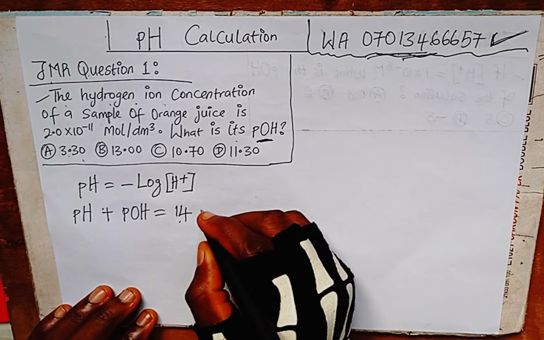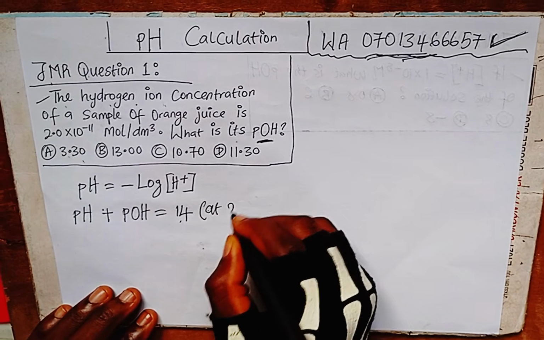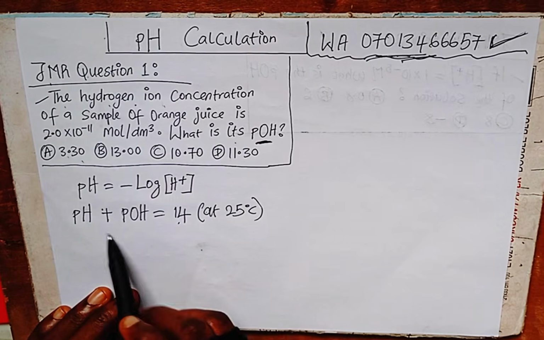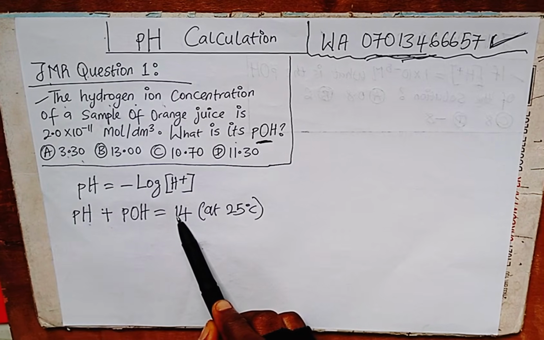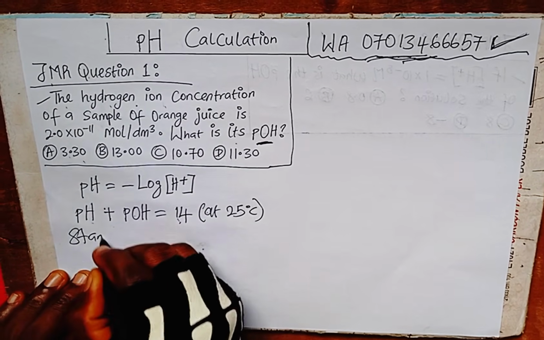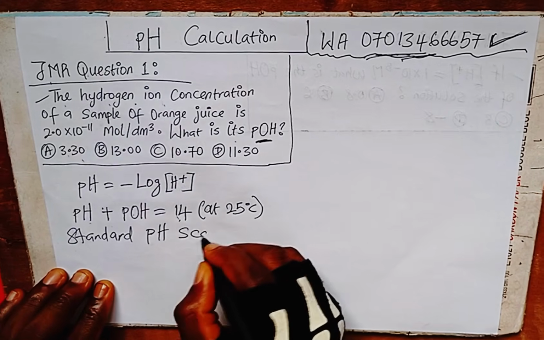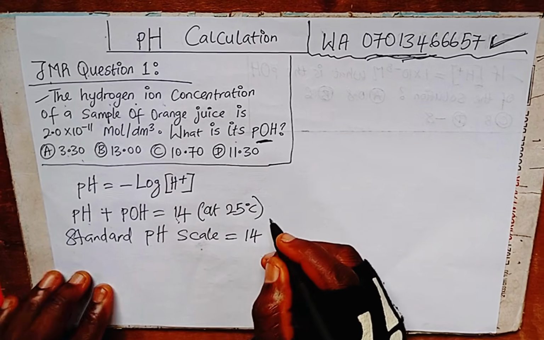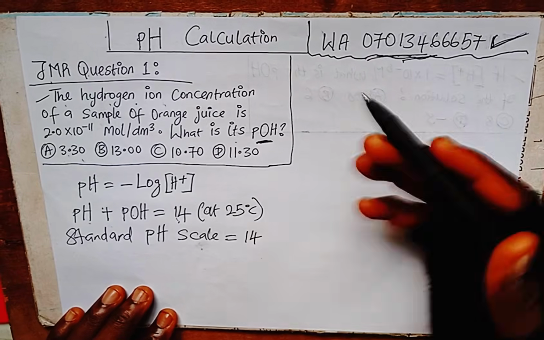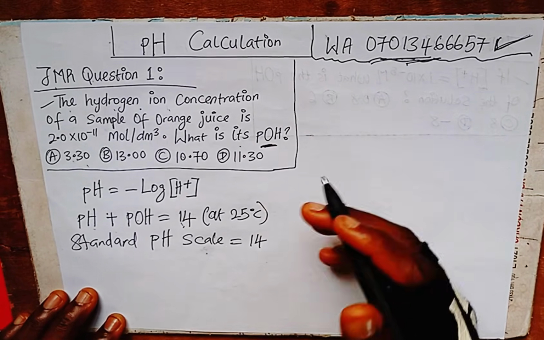They make up the scale at room temperature, that's 25 degrees Celsius. So at room temperature, this plus this is 14 for the scale. The standard pH scale is from 0 to 14. All right, so let's now solve.